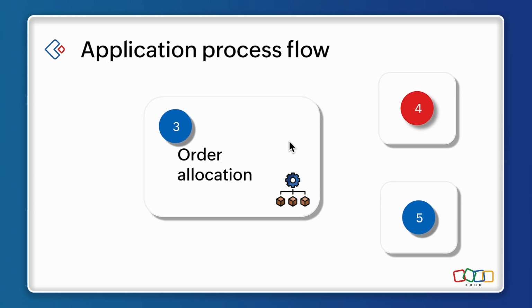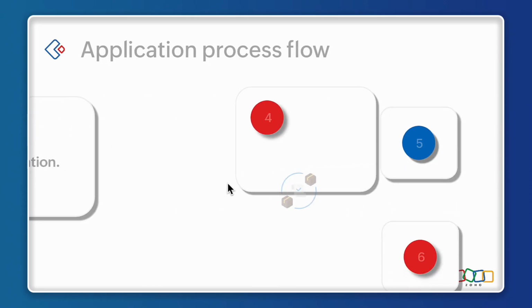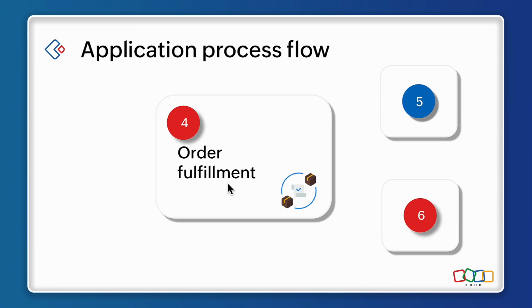So talking about the order allocation, here is where the customers will be placing the order online, right? Either the customers can go ahead and place the order, or the internal employees can place the order on behalf of the customers, right? So that comes under the order allocation. And then we have the order fulfillment.